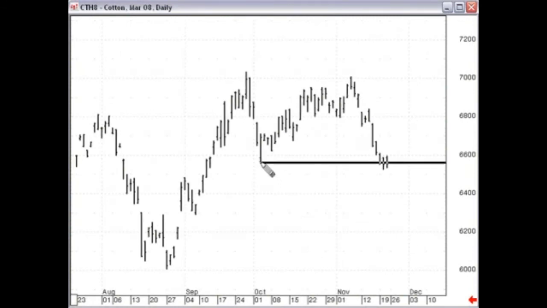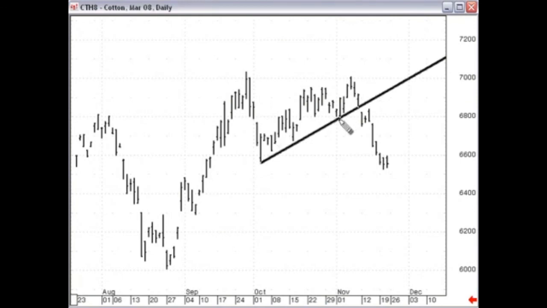And again over here, I'm just simply connecting two extremes, two lows, right here and right here. And as you can see, there was a gap below the trend line. Again, these are very reliable trend line trade setups. They don't occur that often, but when they do, they're very reliable. And this is how I like to trade them.